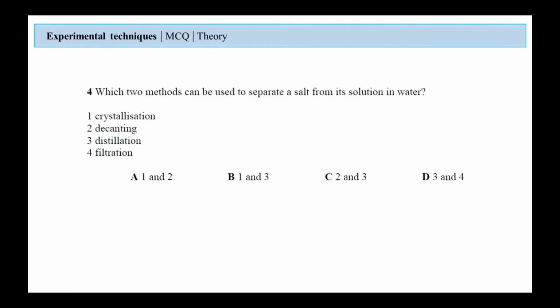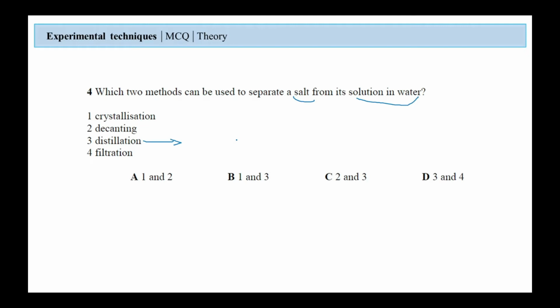Now for the fourth question, which two methods can be used to separate a salt from its solution in water? Is it crystallization, decanting, distillation, or filtration? Here we want to separate a salt from its solution in water, and we can do it with two methods. The first one is distillation, which means that we will be using a set apparatus for distillation. Then we will be heating the mixture and the liquid will be evaporated, then passing through the condenser, it will change into liquid. Then we can collect the liquid in a conical flask, for example. Then the residue will be the salt. Like this, we can separate the salt from its solution.